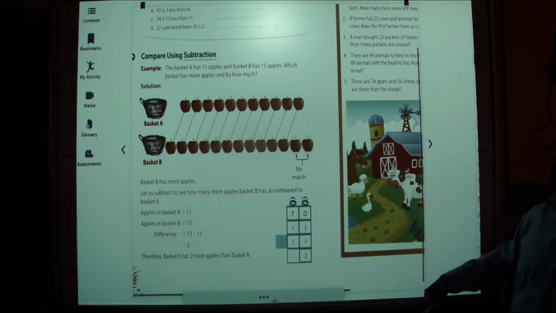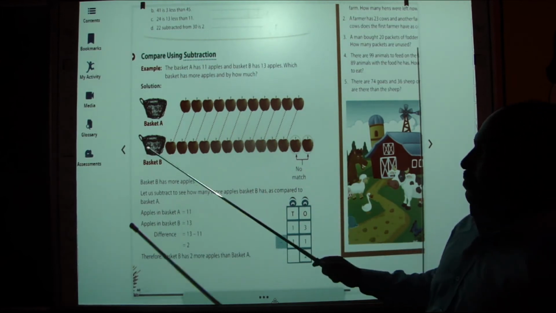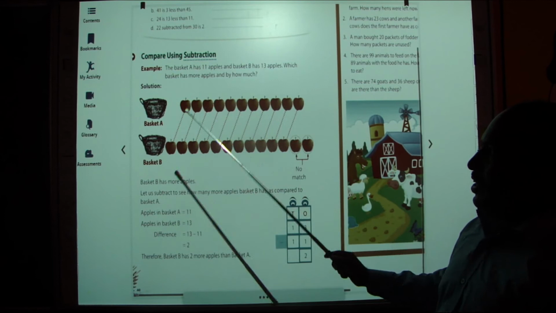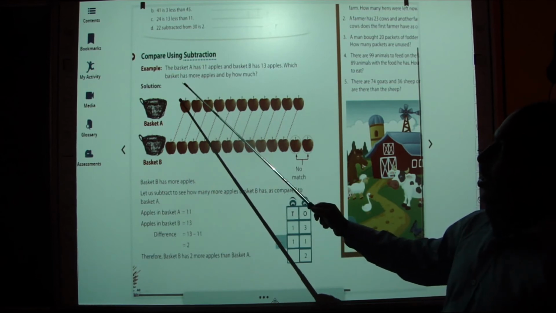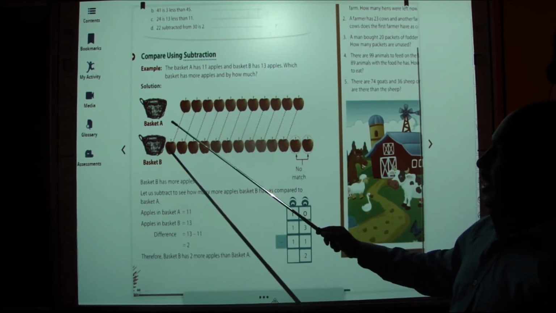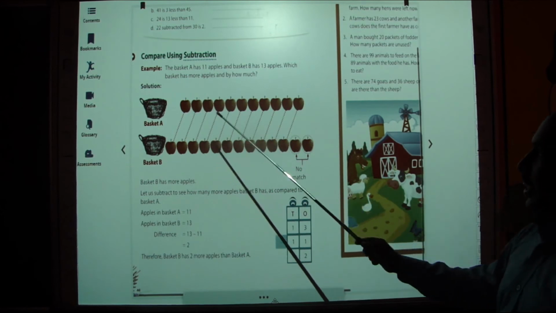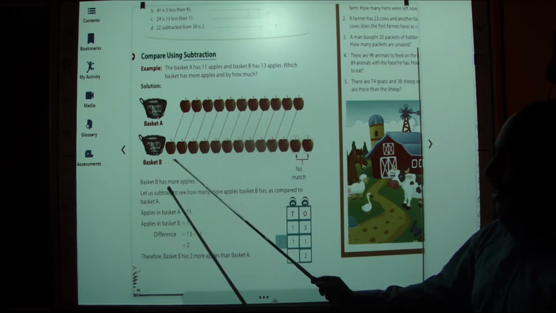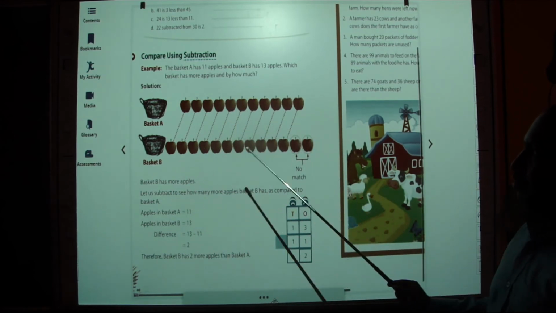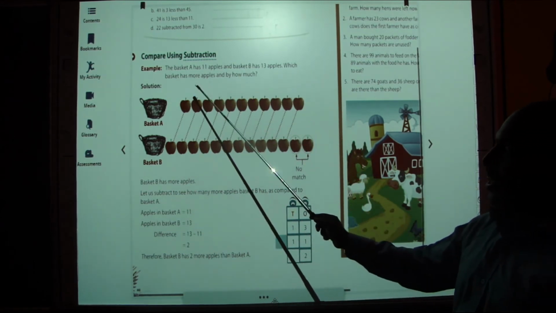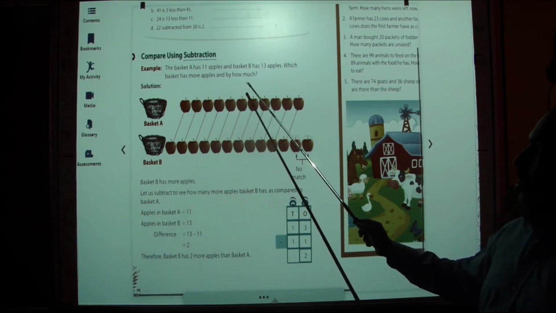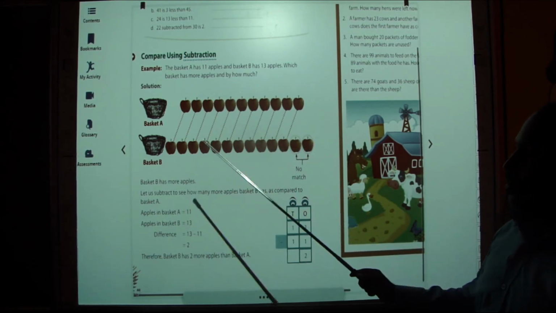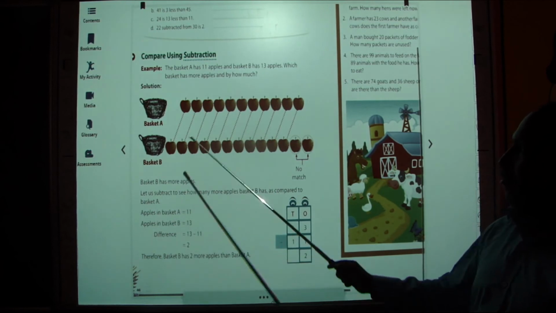Listen here. Compare using subtraction. For example, basket A has 11 apples. Basket B has 13 apples. Which basket has more apples and by how much?